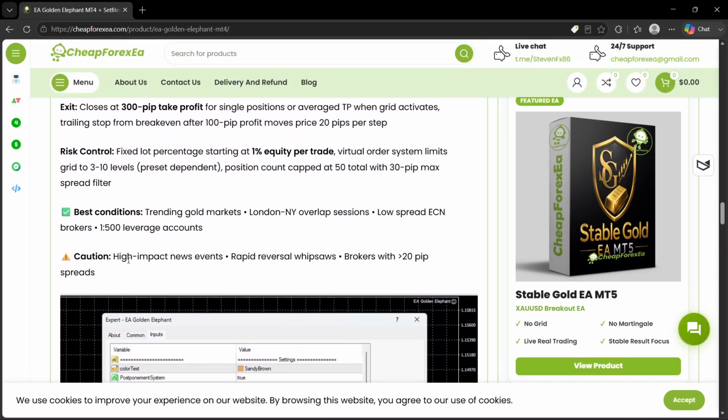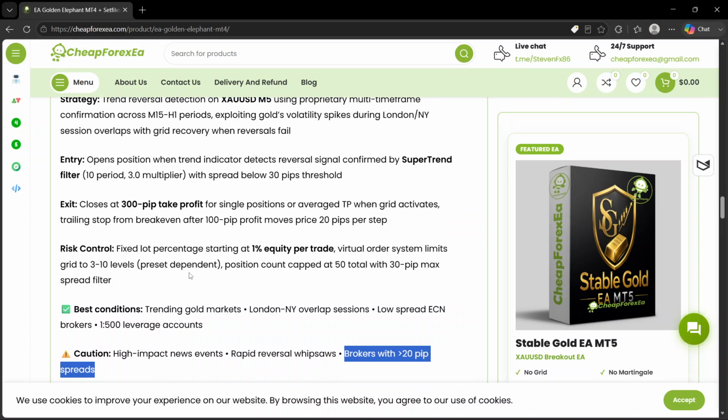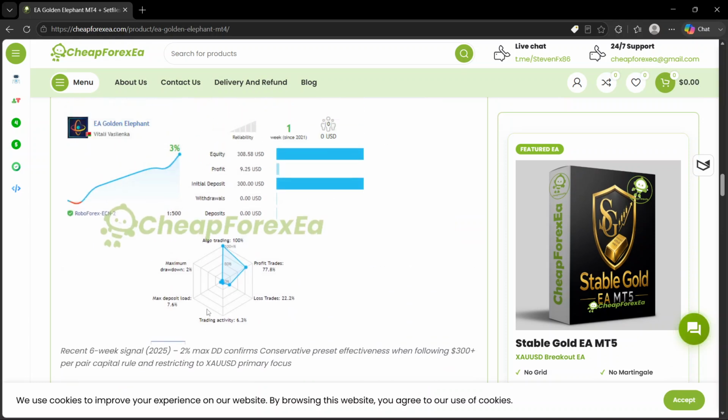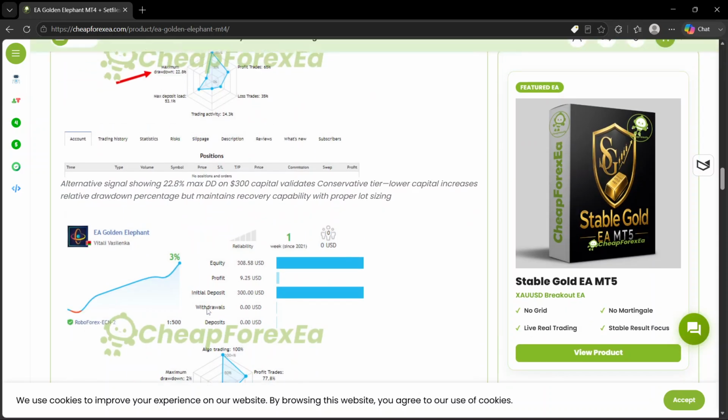However, they caution high impact news events can impact the EA. Rapid reversal whipsaws can also affect the EA. And brokers with more than 20 pip spreads are also bad for the EA. They have their risk control methods. You can check all this out later on.